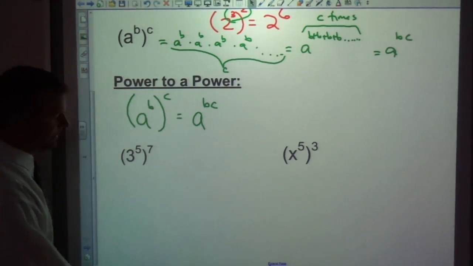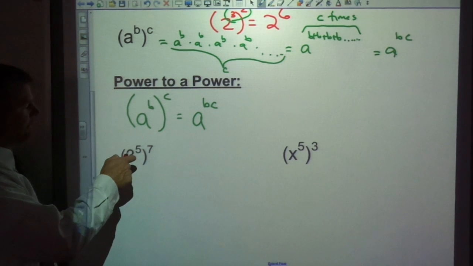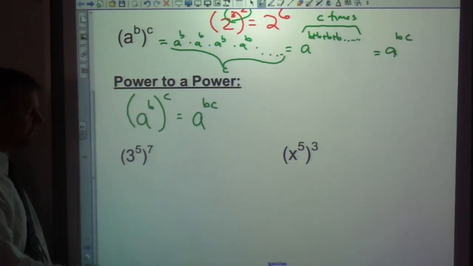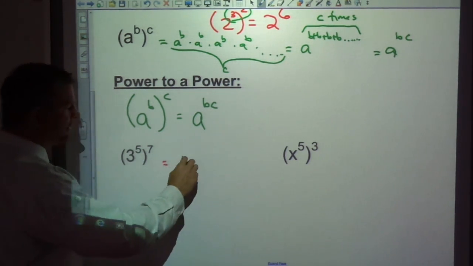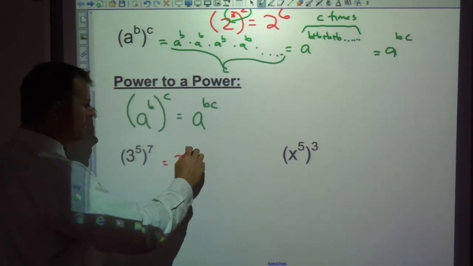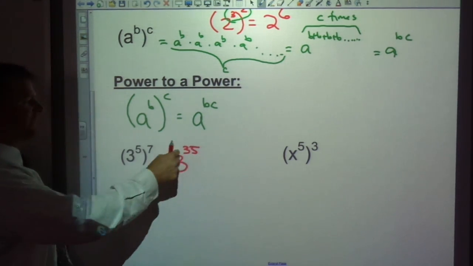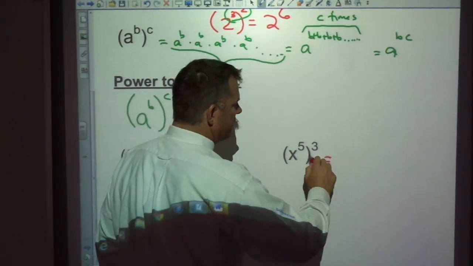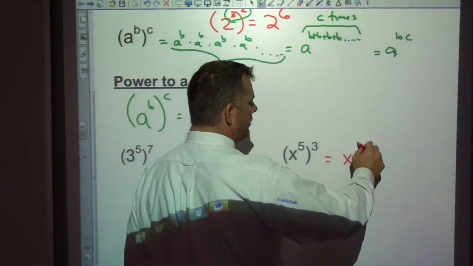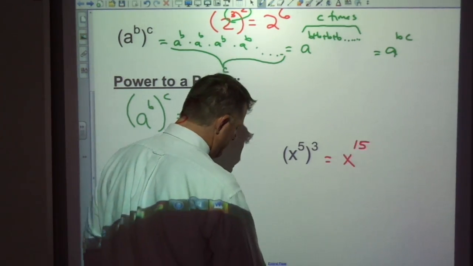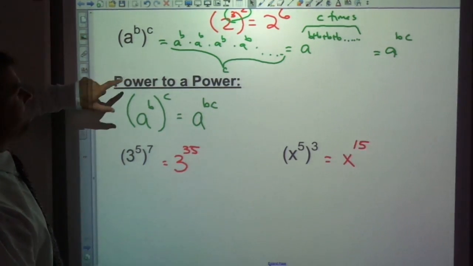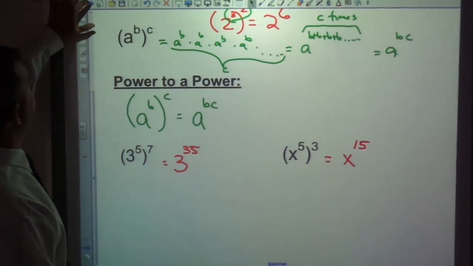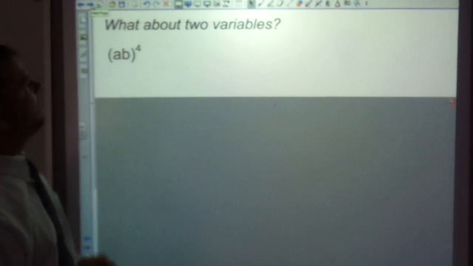So let's try some examples. 3 to the 5th to the 7th, simply multiply. 3 to the 35th, 5 times 7 is 35. X to the 5th to the 3rd, simply multiply. X to the 15th. This is the power to power rule. Very important. Now, what about two variables?